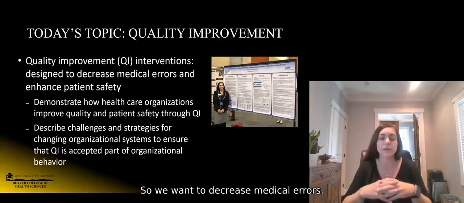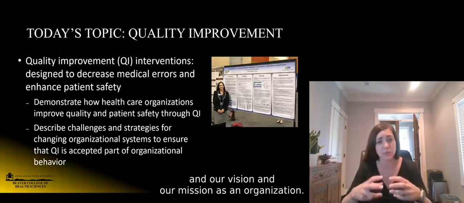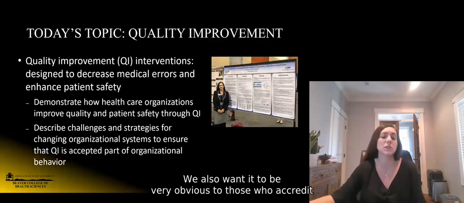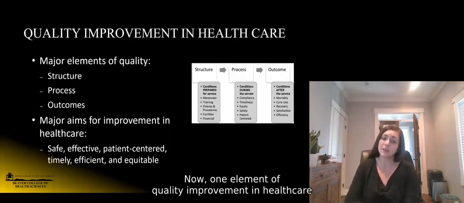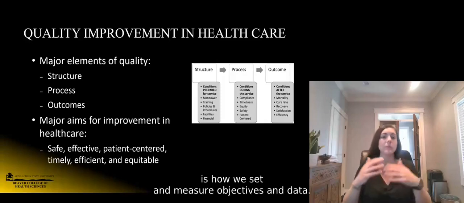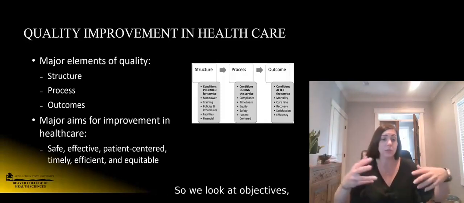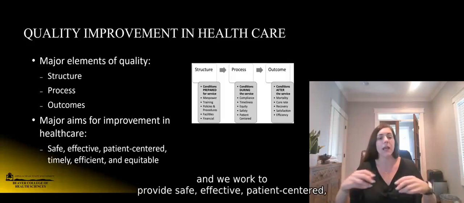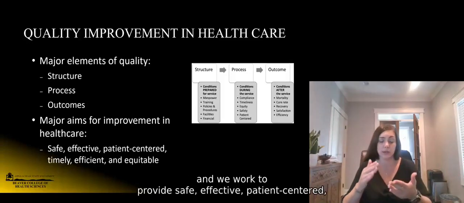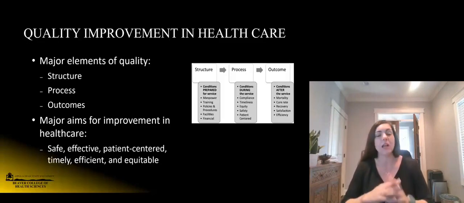So we want to decrease medical errors. We want to enhance patient safety. We want that to be true to our identity and our vision and our mission as an organization. We also want it to be very obvious to those who accredit and license us that we're doing that work. Now, one element of quality improvement in healthcare is how we set and measure objectives and data. So we look at objectives, we look at process, structure, and outcome measures, and we work to provide safe, effective, patient-centered, timely, efficient, and equitable care.